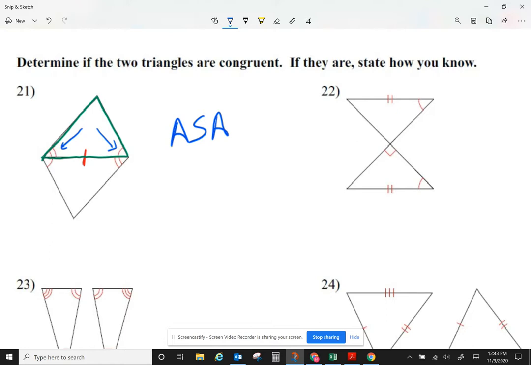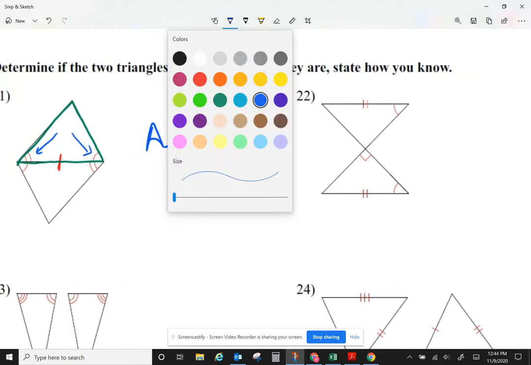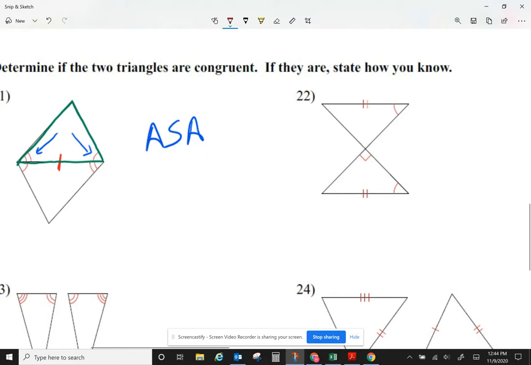So we're good. Looking at question number 22, I can say this angle right here is 90 degrees because I see the two angles make an X and opposite angles are equal to each other. Let me focus only on one triangle.